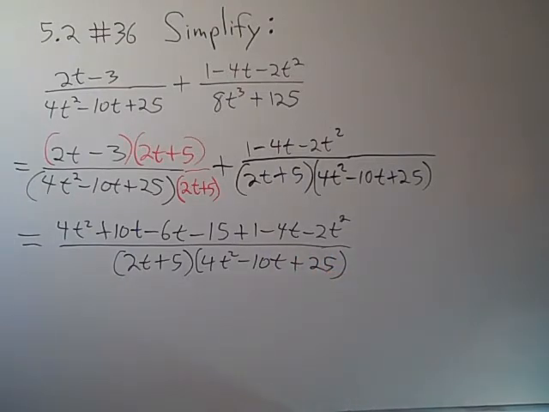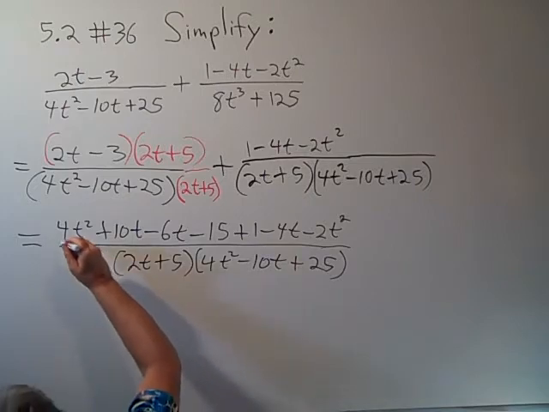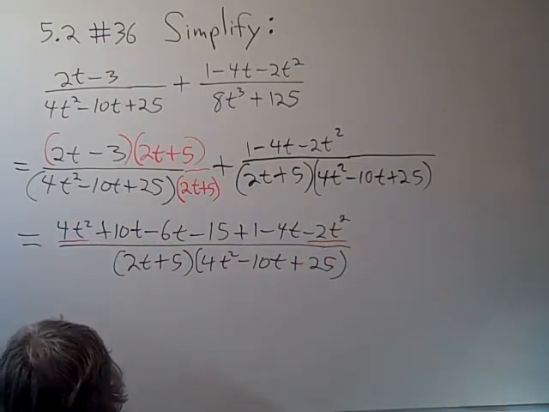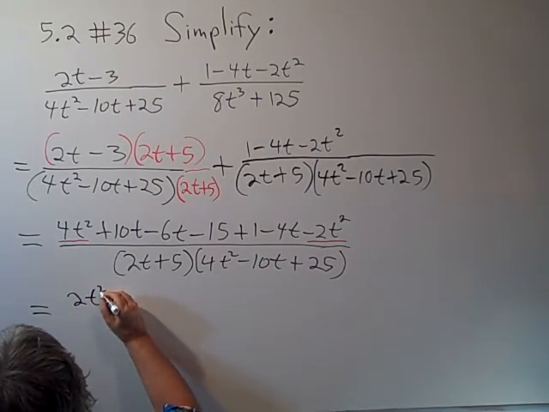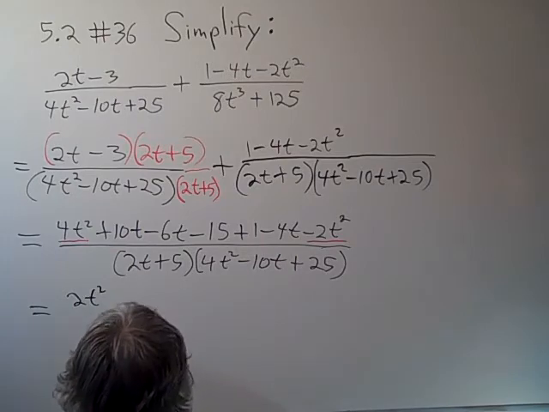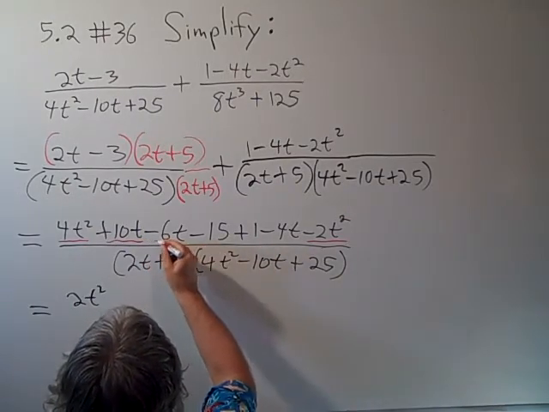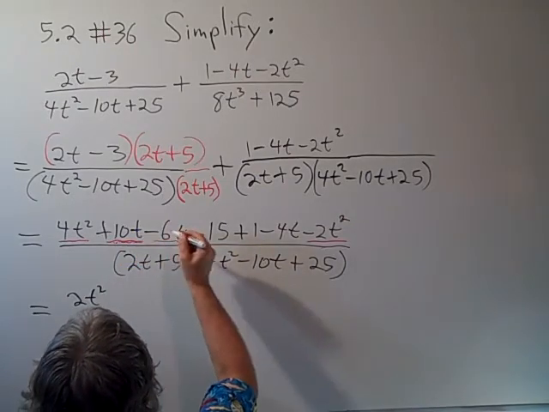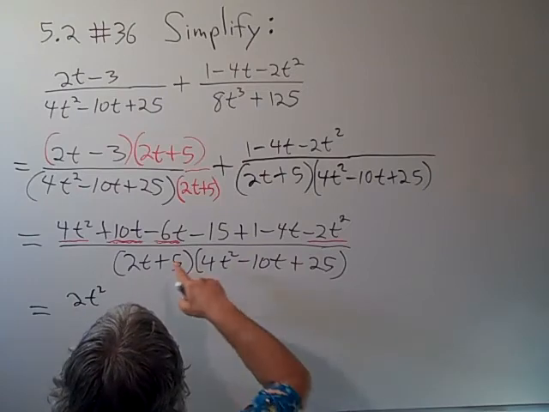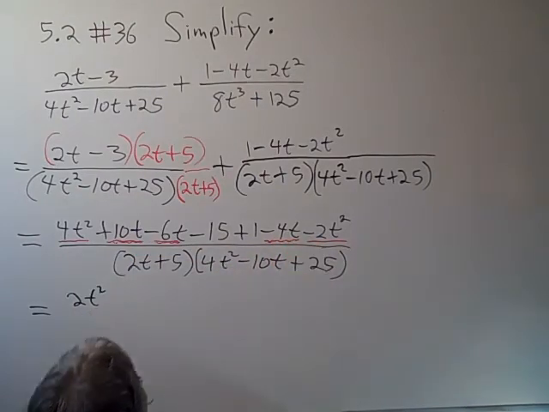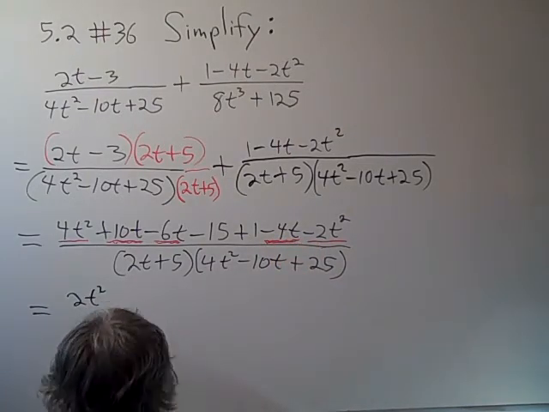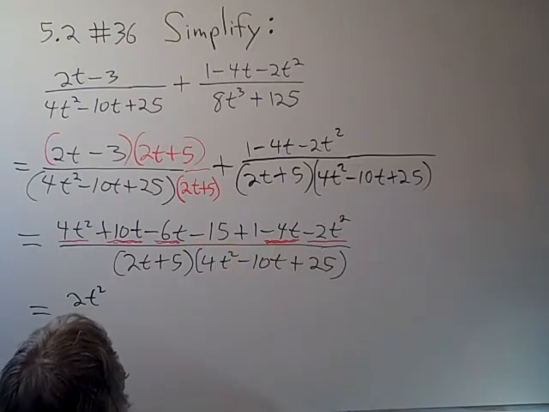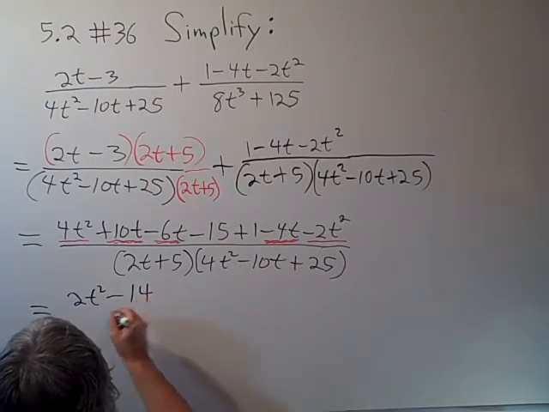And then we start combining like terms in the numerator. So we have a 4t squared here and a negative 2t squared over there. So those add up to 2t squared. In the t department we have plus 10t's here, negative 6t's here. So 10t's minus 6t's leaves 4t's. That's 4t's minus 4t's. 4t's minus 4t's leaves no t's at all. So all that's left here is negative 15 plus 1, which adds up to negative 14.